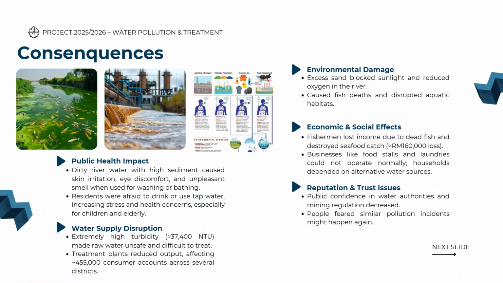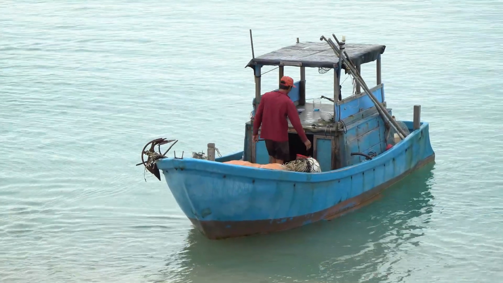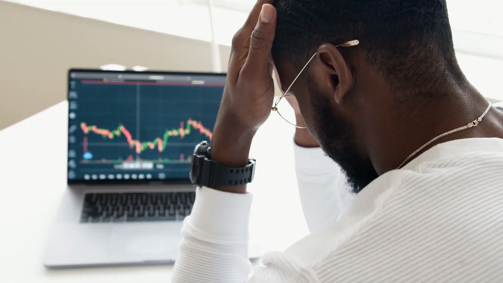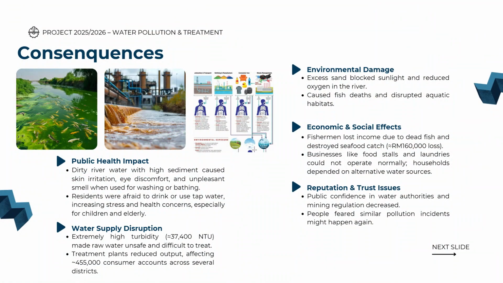The economic and social impacts were also significant. Local fishermen faced losses of around 160,000 ringgit due to fish deaths and destroyed seafood stocks. Businesses such as food outlets and laundries were disrupted, while households had to rely on alternative water sources. Finally, this incident eroded public trust. Many questioned the effectiveness of water authorities and the adequacy of monitoring and regulation of sand mining activities. In summary, this case highlights how a single industrial accident can trigger widespread health, environmental, economic, and social consequences.